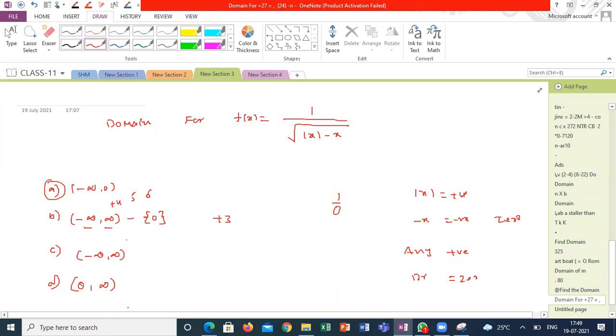No, sir. See, what is the meaning of domain? What are the values you are able to substitute? That range, starting value to ending value, you have to give. But you are giving beyond the ending values, correct? Oh, okay, sir. I thought this was range. Sorry, sir. No, only domain. Okay. Yeah, so then it will be A.